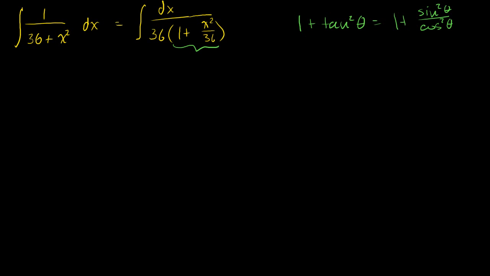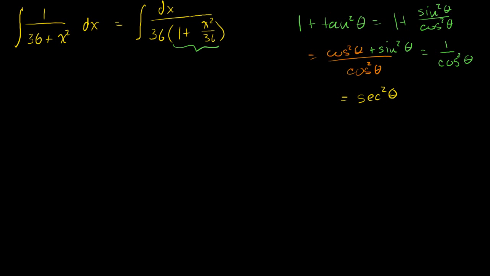So I can rewrite this as cosine squared of theta over cosine squared of theta, plus sine squared theta over cosine squared of theta. Now that we have a common denominator, what's cosine squared plus sine squared? Definition of the unit circle. That equals 1 over cosine squared of theta. 1 over cosine is secant, so this is equal to the secant squared of theta.